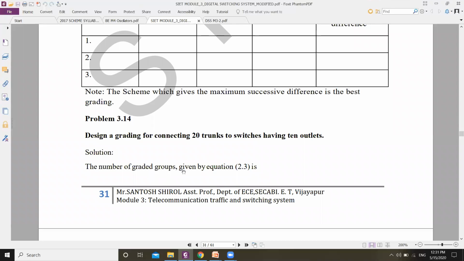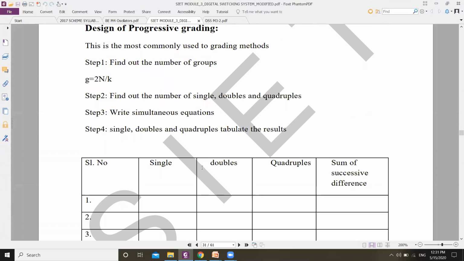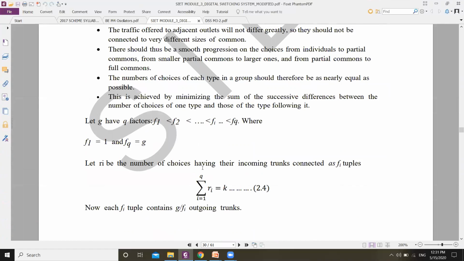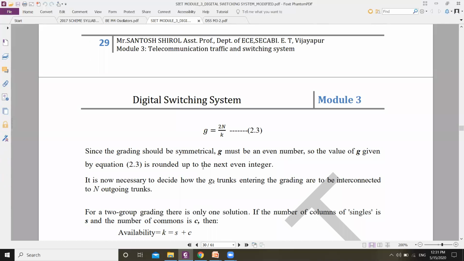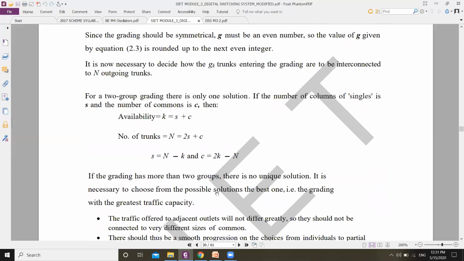The number of graded groups is given by equation 2.3. So where is 2.3? It is over here. Equation 2.3 is this: G is equal to 2 times N by K, right?